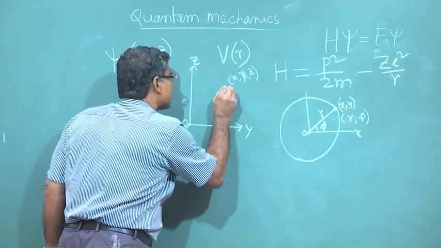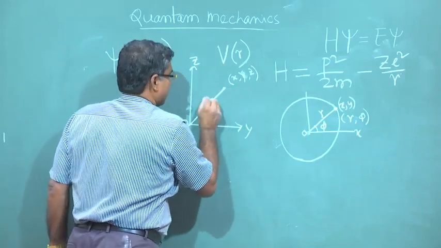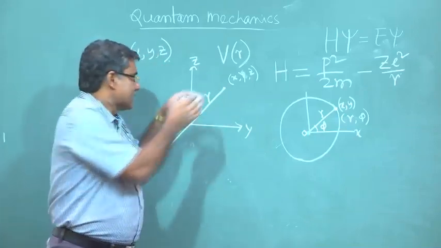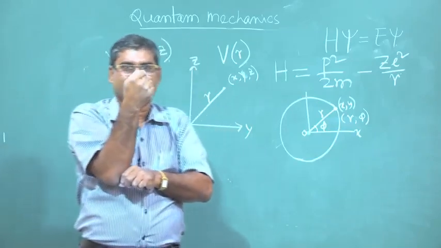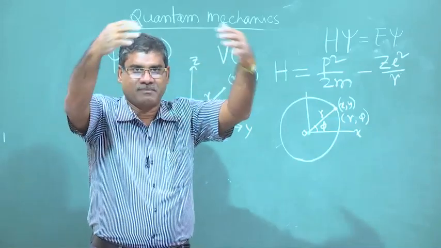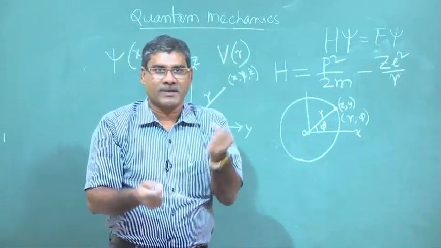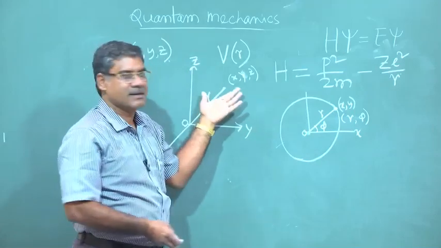In spherical polar coordinates, what do we do? I have to fix this point. First I take the distance r. Now in three dimensions, keeping this r constant, it can be any point on a sphere, not a single point. So all points on the sphere satisfy this condition.